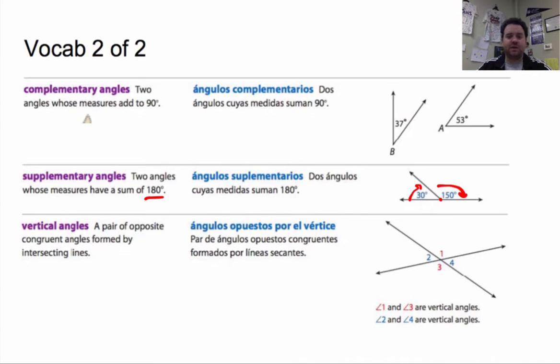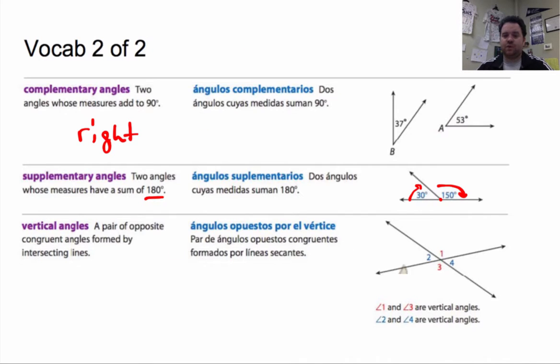So complementary is a right angle, and it's right to be complimentary to your friends, right? Huh? Yeah. And supplementary is 180. You only need to remember one to be able to figure out what the other one is. Okay? Complementary is a right angle. Supplementary is a straight angle. Don't forget.